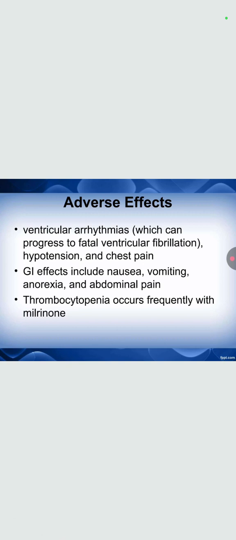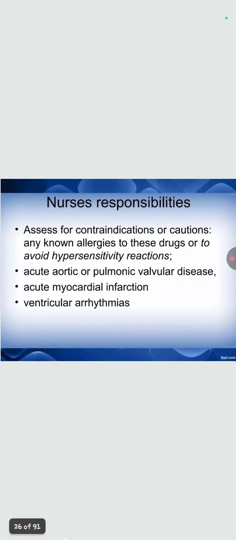Gastrointestinal effects include nausea, vomiting, anorexia, abdominal pain. Thrombocytopenia occurs frequently with milrinone. Thrombocytopenia is a decreased level of the platelets. Precipitates form when these drugs are given in a solution with furosemide. Furosemide is a loop diuretic.